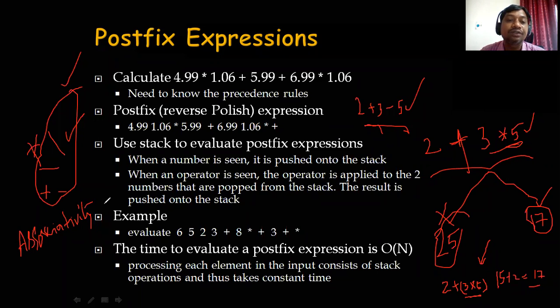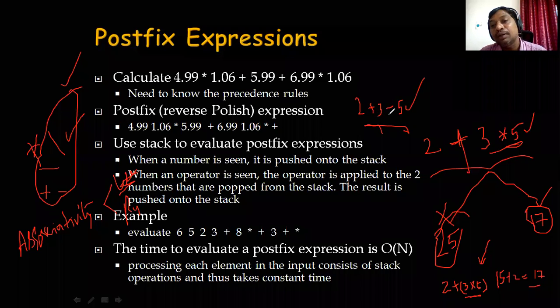Usually for these associativity rules, we have left associative and right associative. If a particular operator is left associative, then we evaluate from the left. Plus and minus are left associative. So first we will perform 2 plus 3, then we will perform the minus 5. 2 plus 3 is 5, 5 minus 5, you will get 0.